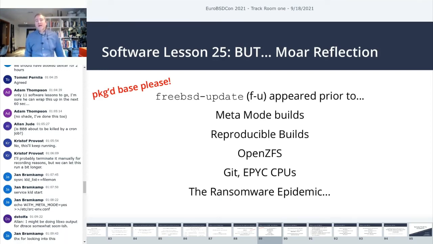So, a touch more reflection. FreeBSD update did its thing, does its thing. Okay, fine. However, when Colin made it, it came prior to meta mode builds. It came prior to reproducible builds. It came prior to OpenZFS. It came prior to Git and the logging I just mentioned. It came prior to, oh my gosh, powerful epic CPUs. And it came prior to the ransomware epidemic, which will actually play into this.